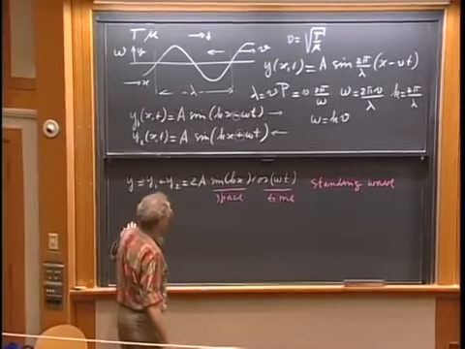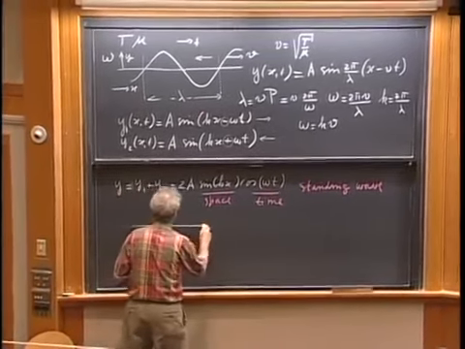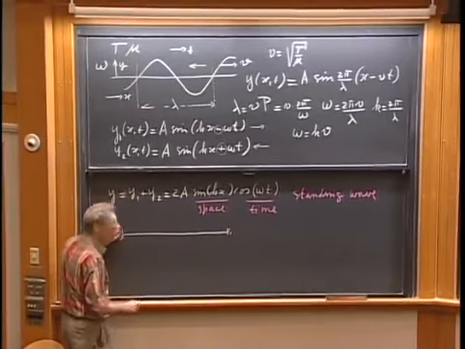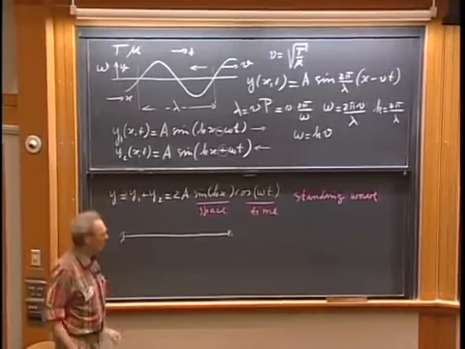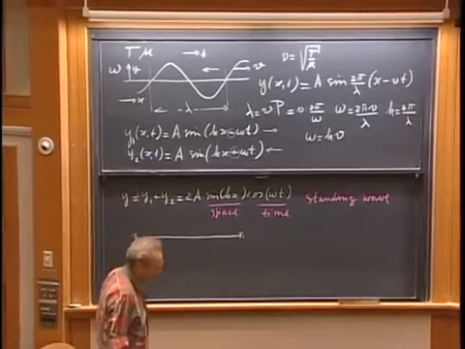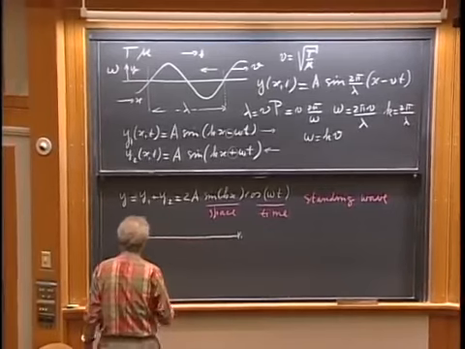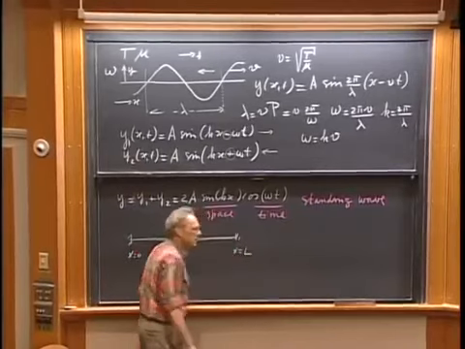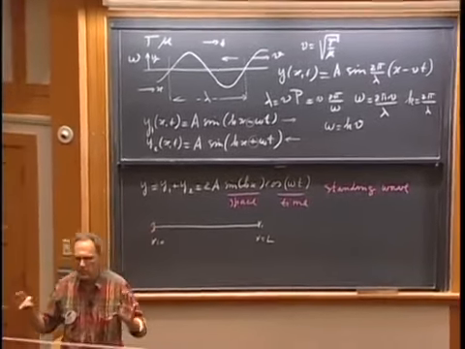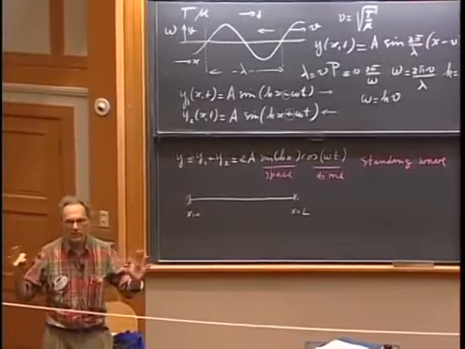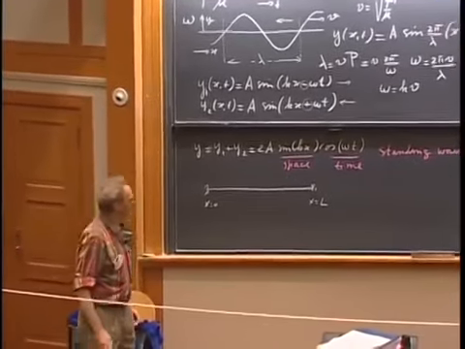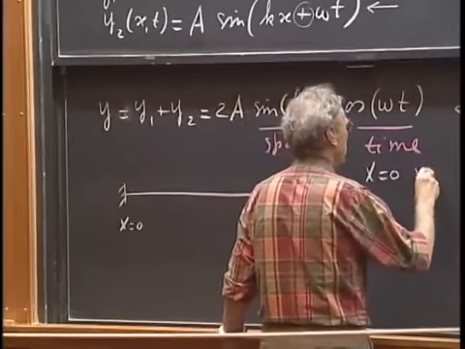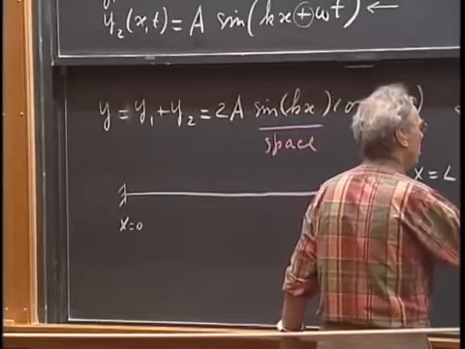Now I'm going to make the string fixed at this end, and fixed at this end, and I may shake it a little bit here. You will see a demonstration of that. And now, at this x equals 0, and at this x equals L, I have boundary conditions that I have to meet. Y cannot be anything but 0 there, because it's fixed. And so I now demand that at x equals 0 and at x equals L, y must become 0.